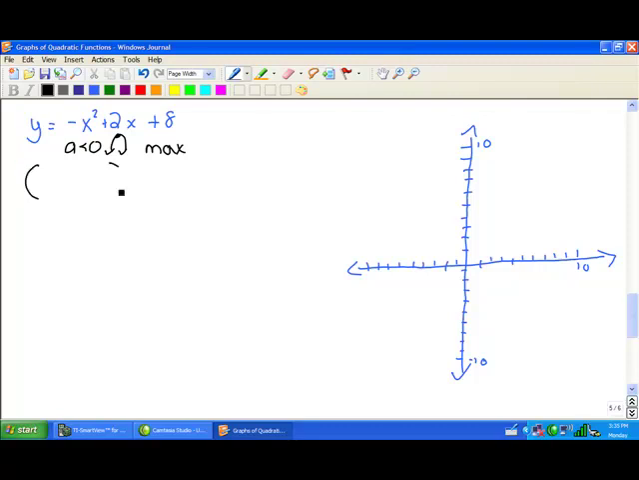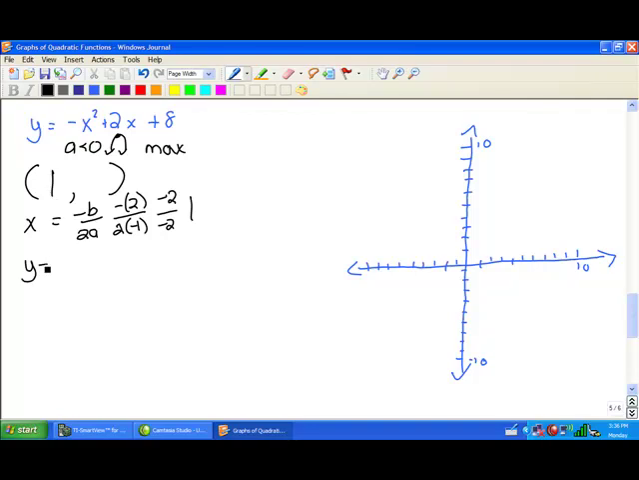Let's find the vertex point. For the x, we're going to take the opposite of b divided by 2a. That's going to be the opposite of 2 divided by 2 times negative 1. Well, a negative 2 divided by a negative 2 is a positive 1. So our x value will be 1.